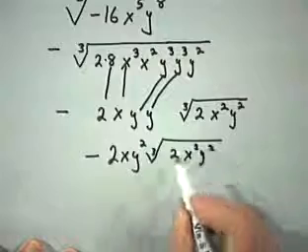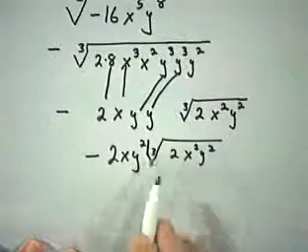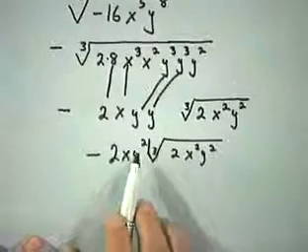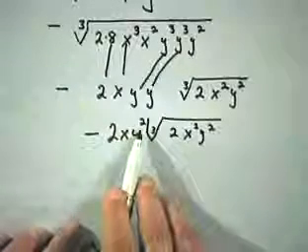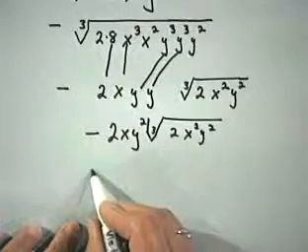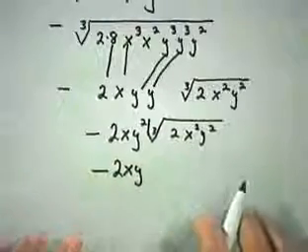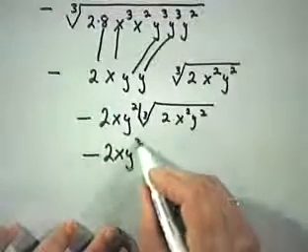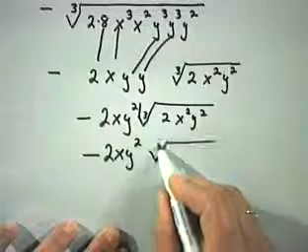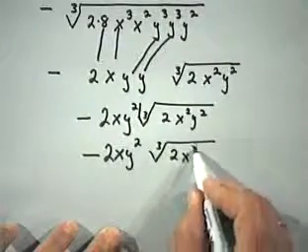y squared. And be really careful in indicating what kind of root you have, and the numbers that are outside. Sometimes the exponent tends to get mixed up with the index of the radical. So let me rewrite that as negative 2xy squared times the cubic root of 2x squared y squared.